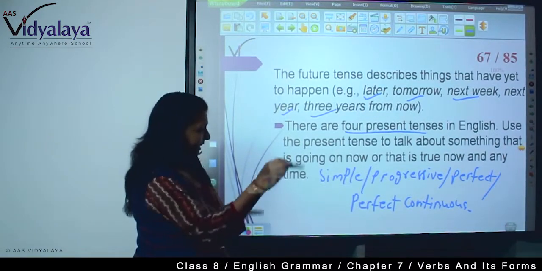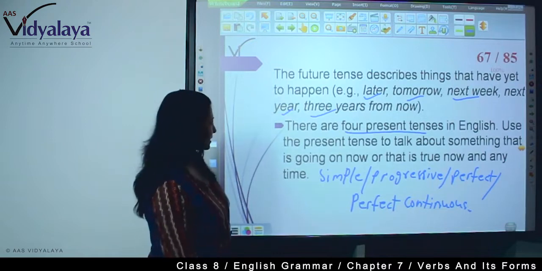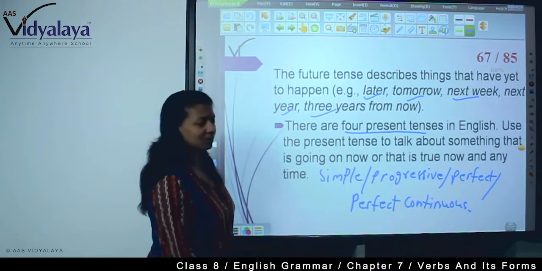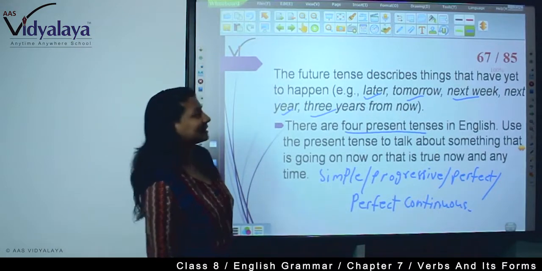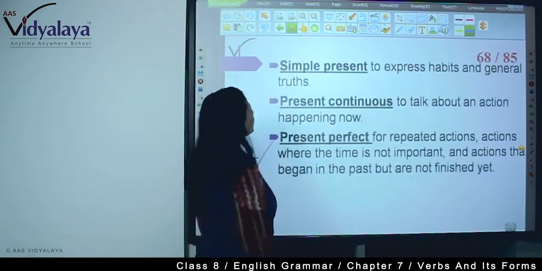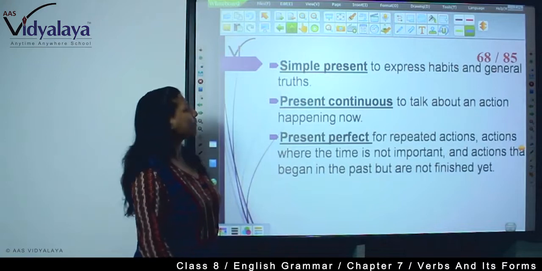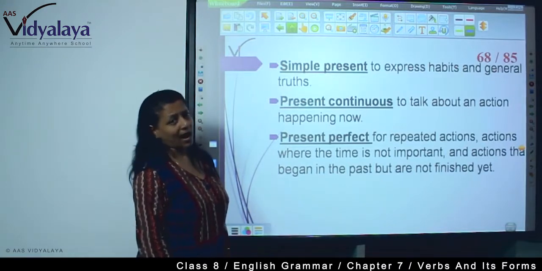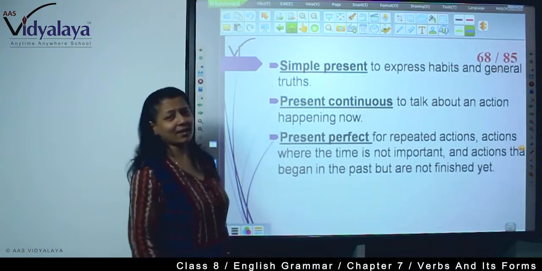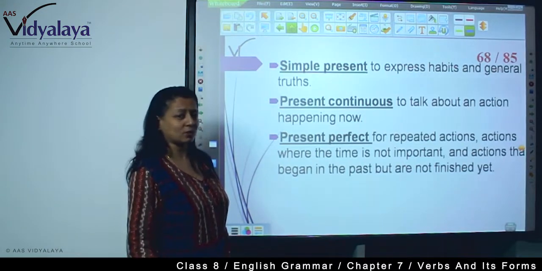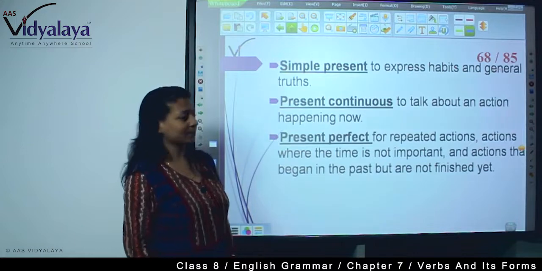Now by using all these 4 present tenses, we can explain what is going on now, what is true now and at any time. Simple present to express habits and general truth. I walk every day, right? That is a general habit. The sun rises from the east. So that is also a truth. So we use simple present.